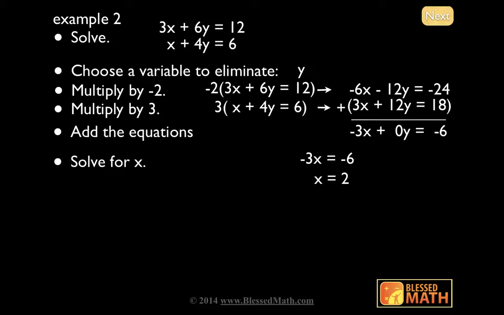So let's go ahead and solve for x. Negative 3x is equal to negative 6. We divide by negative 3 on both sides. It gives us x is equal to 2.